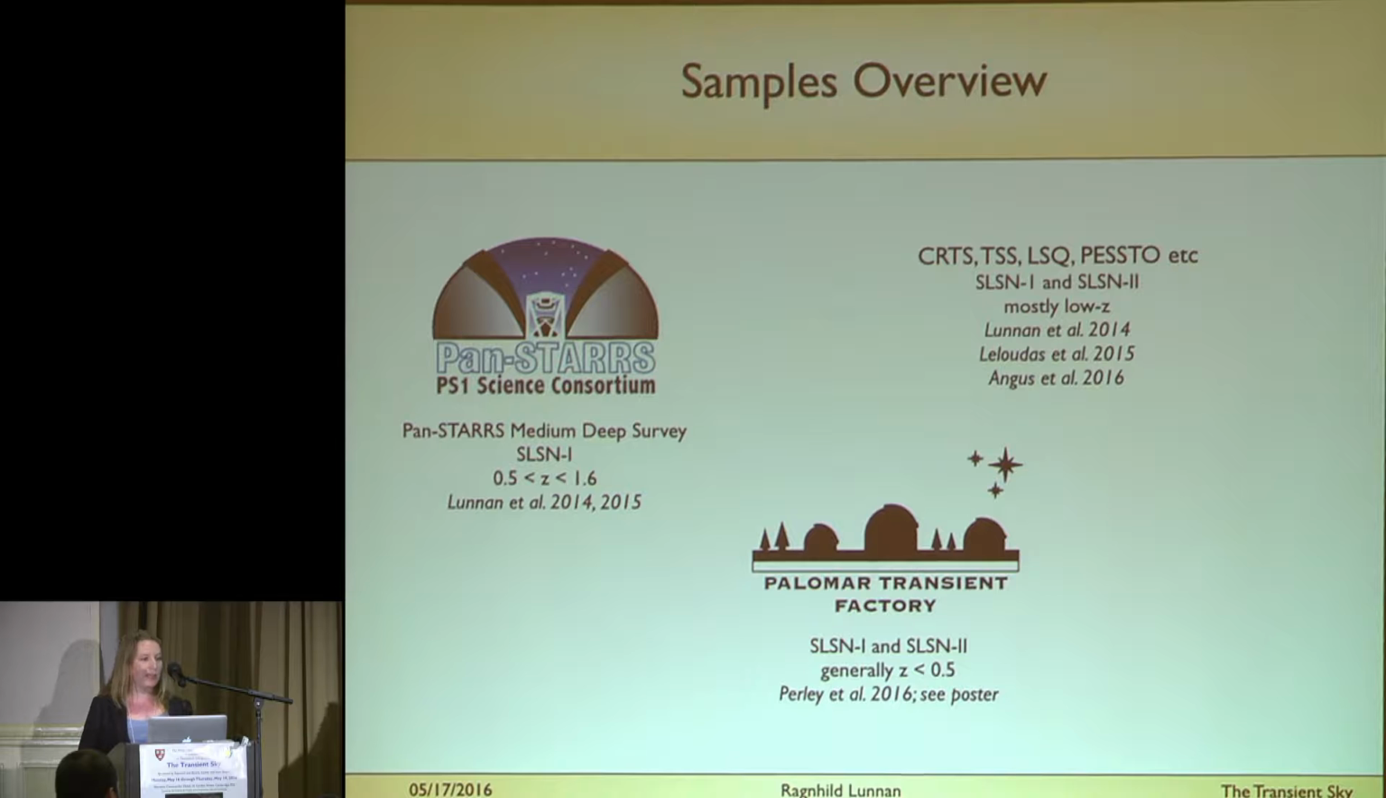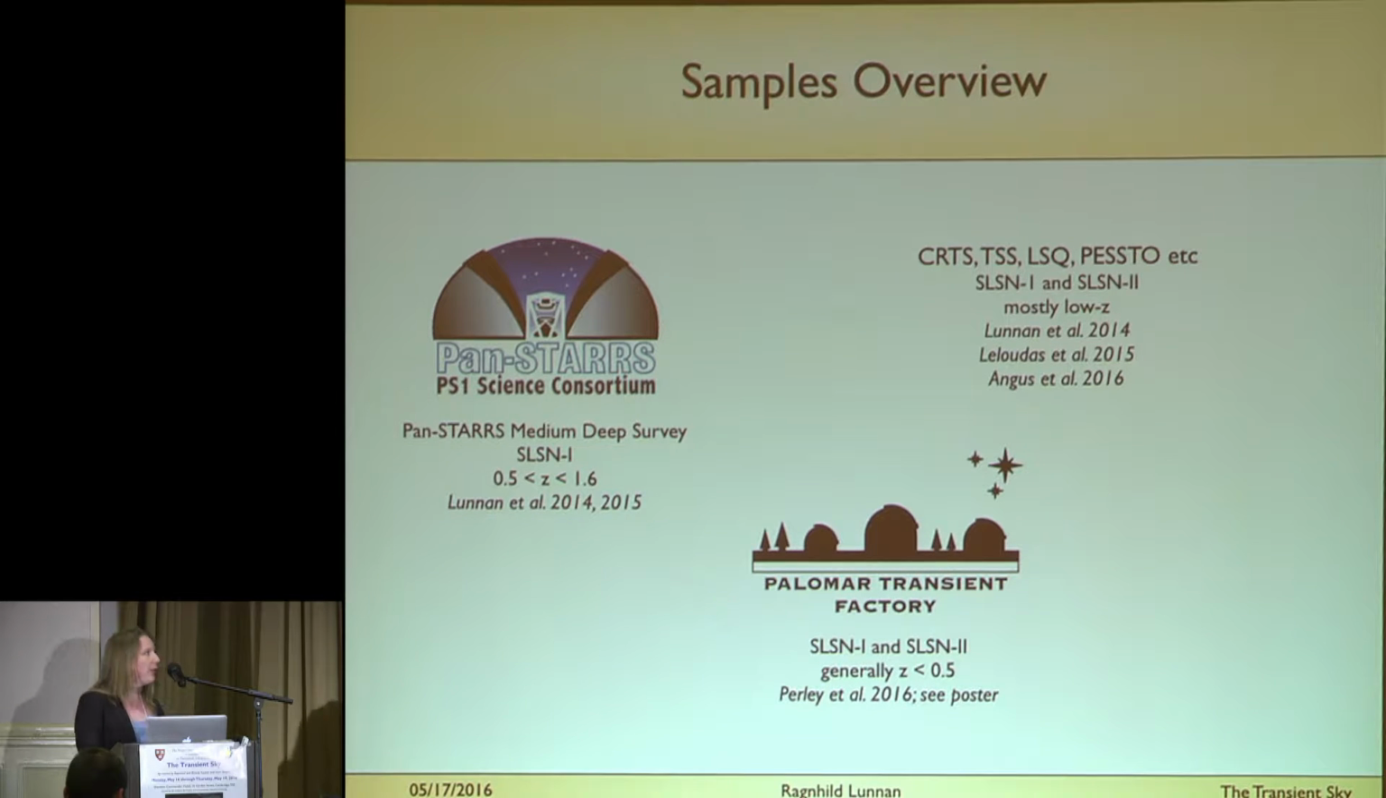Both type 1s and type 2s have been found. These are in general mostly at low redshift, with some exceptions, like Dark Energy Survey, for example, which is finding them at high redshift now. My own work has focused a lot on the Pan-STARRS Medium Deep Survey, which generally found type 1s and mostly at high redshifts. So this sample spans redshift 0.5 to 1.6. And then also recently, PTF came out with their host galaxy samples. So Dan Perley has a very nice poster advertising those results, and I'll be talking about some of those as well.